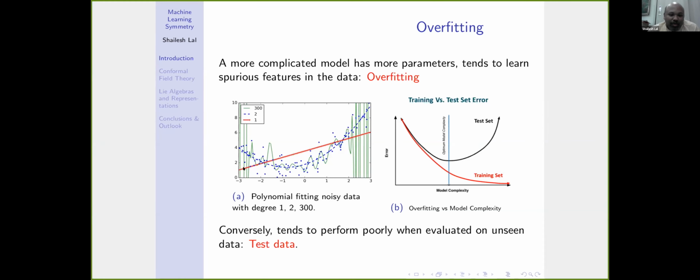The reason, which is intuitively obvious, is that when you evaluate the order 300 polynomial on unseen data, you don't really expect it to perform very well, whereas the order 2 polynomial should perform well. This is quantified in this heuristic: if you increase your model complexity, you can always drive down your error on the training set, the data that is visible to you. But when you evaluate the same model on data that you haven't seen, then usually if the model is too complex, you don't really expect it to perform very well.